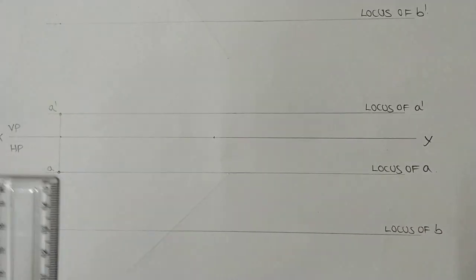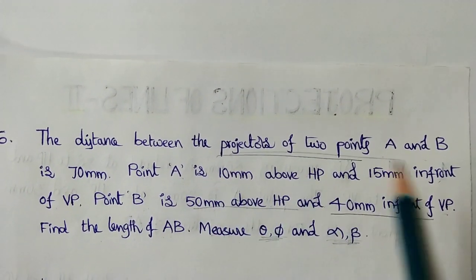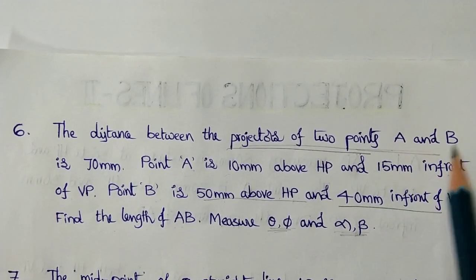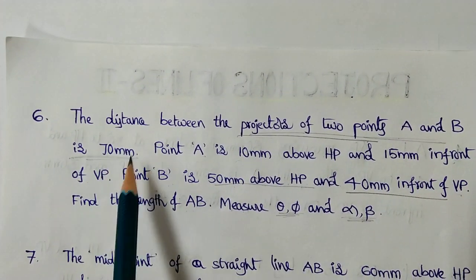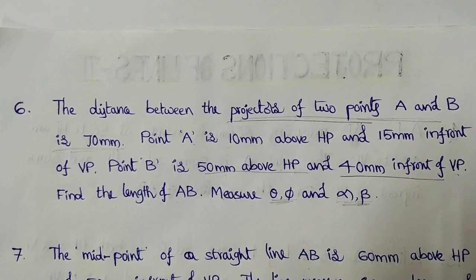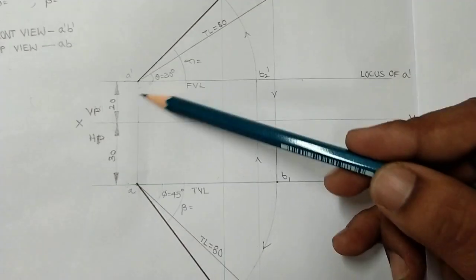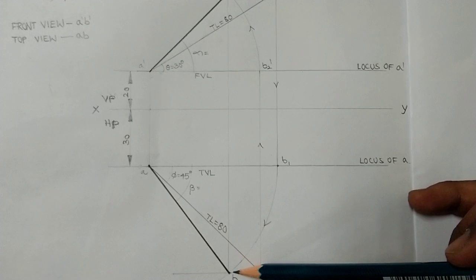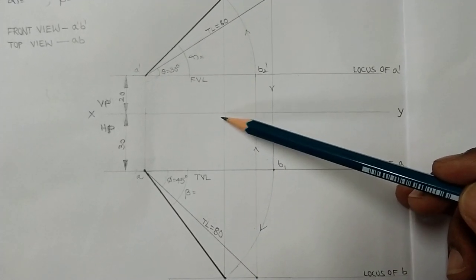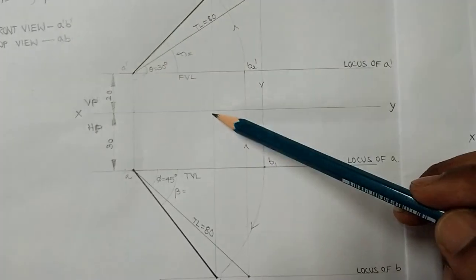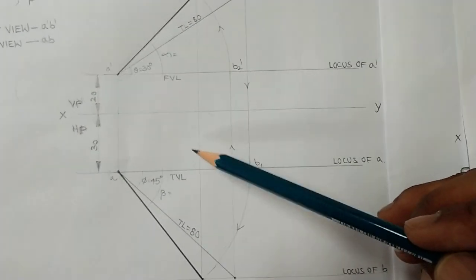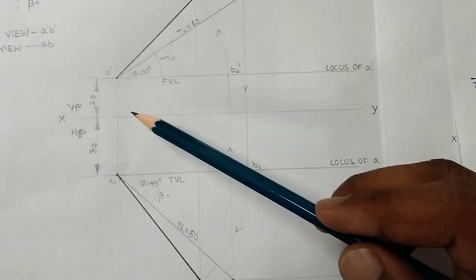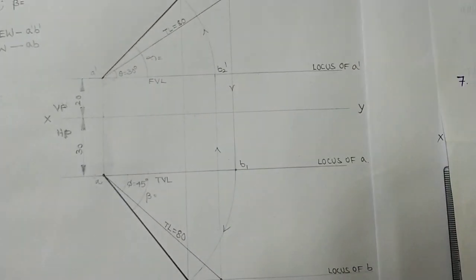But if we come to the given data, the distance between the projectors of 2 points, that means A dash to A, B dash to B, that gap is 70 mm. So let me show you this one in the reference problem. So here A dash to A, that is one projector. Similarly, B dash to B, that is second projector. So in the given data, the distance between these two projector lines, that gap is 70 mm. So we are going to mark a point 70 mm away from this particular point in this particular problem number 6.